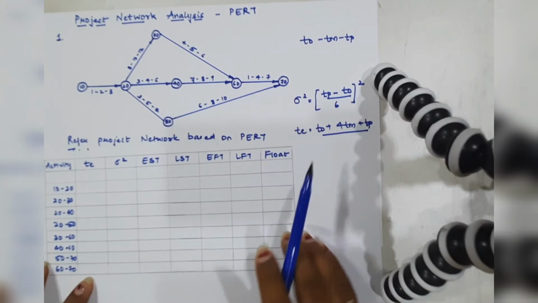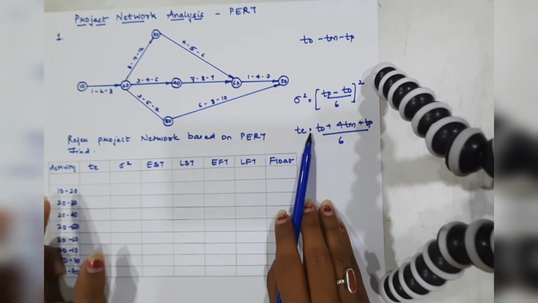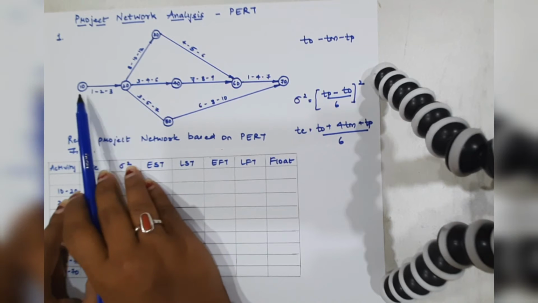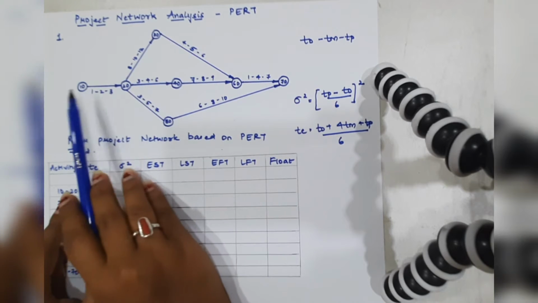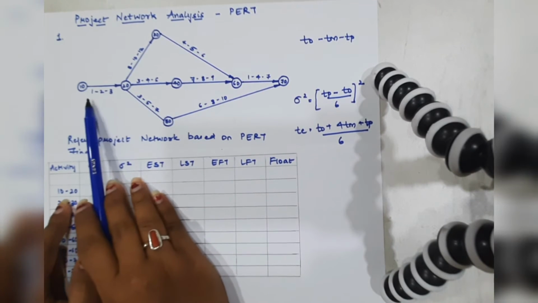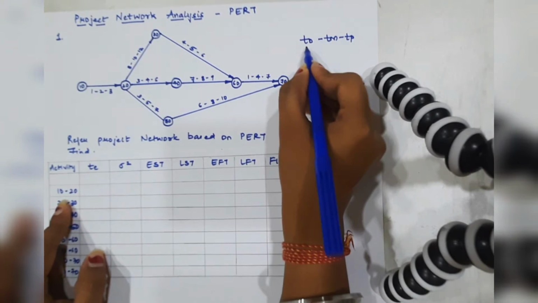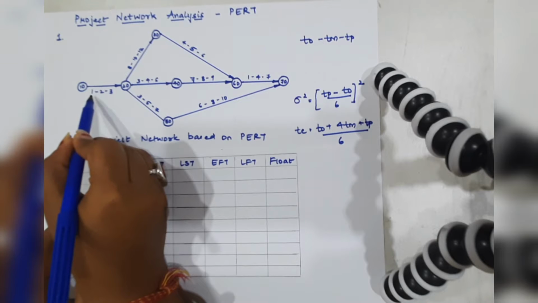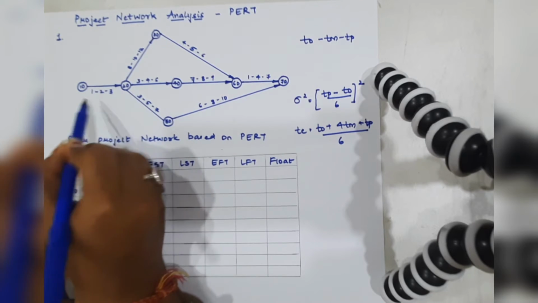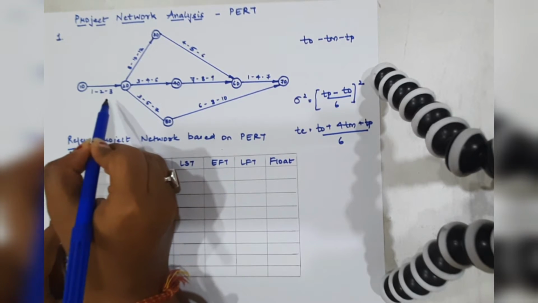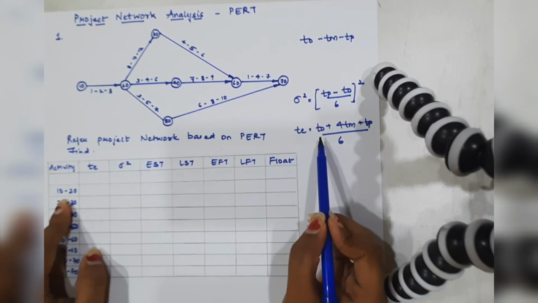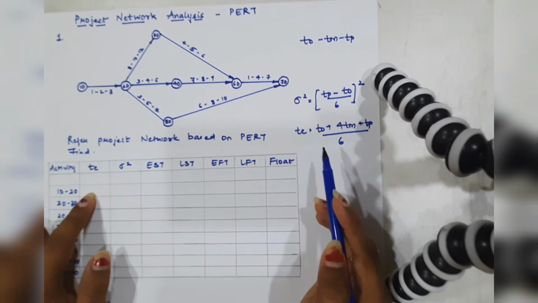Now using the formula of TE, we are going to calculate for activity 10 to 20. For 10 to 20, the time given here is in the form of TO, TM and TP. So 1 is going to be the value of TO, 2 is the value of TM and 3 is the value of TP. Just simply we need to put the values into the TE formula and we will get the TE value.